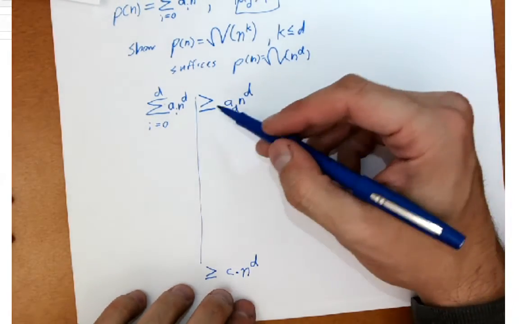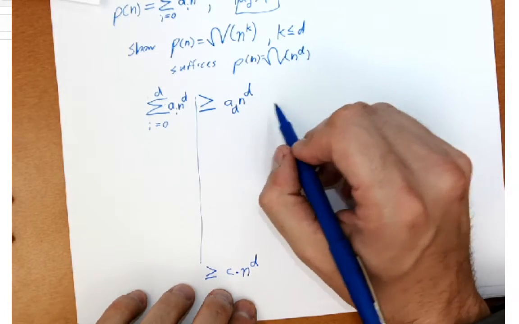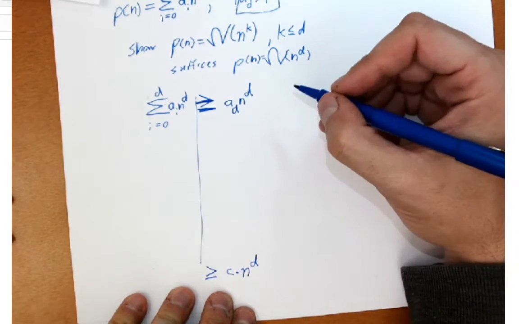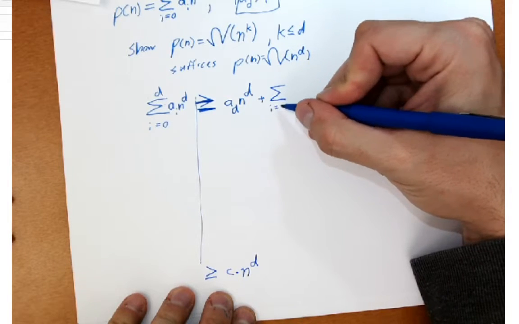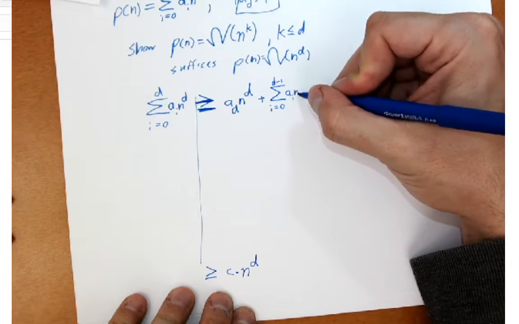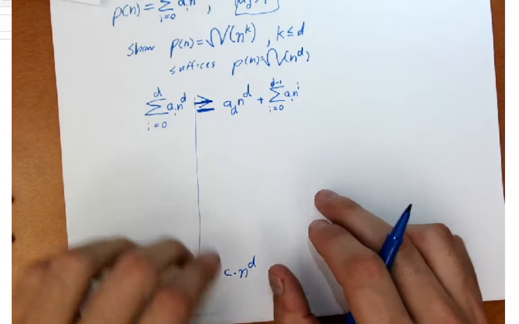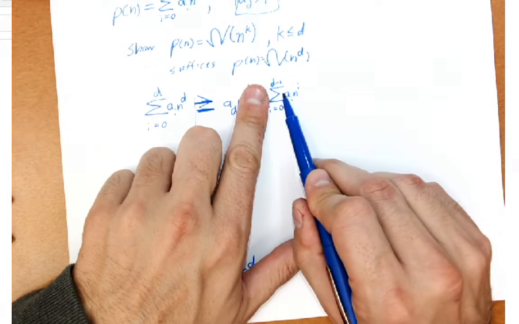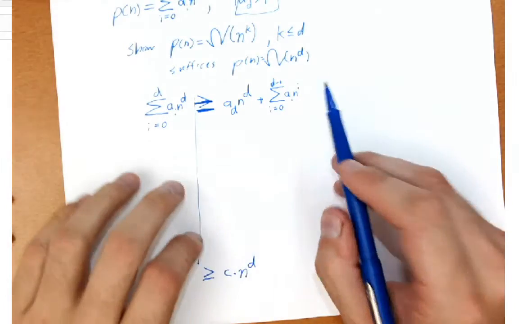In this case, since we're doing a lower bound, we want to make a choice that shrinks it. I'm going to start by showing what this is equal to: that plus the sum from i equals 0 to d minus 1 of a sub i n to the i. In the big O proof, we made this bigger by replacing all of the a's by their absolute values and then raising n to a higher power. I'll show you that in 2 steps.